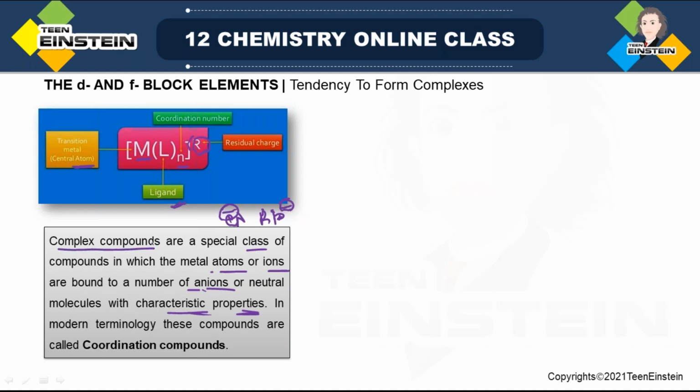This is the old term that is used, but nowadays in modern terminology these compounds are called coordination compounds. In some books you may find them mentioned as complex compounds, but it is better to use the term coordination compounds because a coordinate bond is present. That is the bond between metal and ligand. Suppose it is an ML4 complex, so it will be like this: M with 4 L ligands in tetrahedral geometry. All these bonds are coordinate bonds. It is not covalent. So that is why we call them coordination compounds.